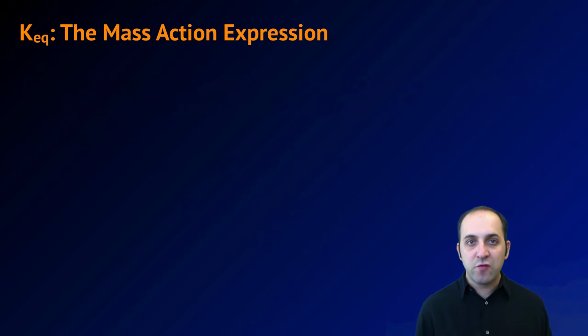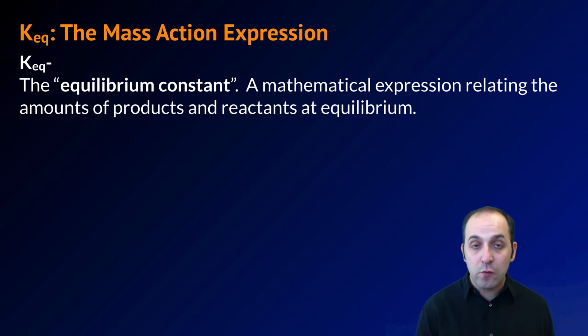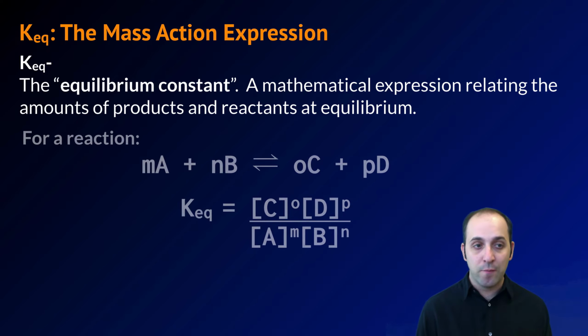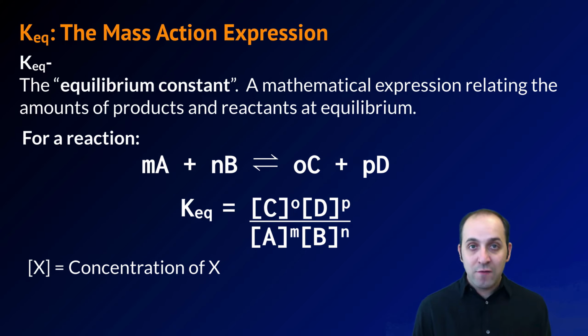Mathematically, what we're most interested in when we deal with equilibrium expressions is what's called the mass action expression, KEQ, also known as the equilibrium constant. This is just a mathematical expression that relates the amounts of products and reactants at equilibrium. We can express this a lot of different ways, but for our purpose, it will always be expressed as follows.